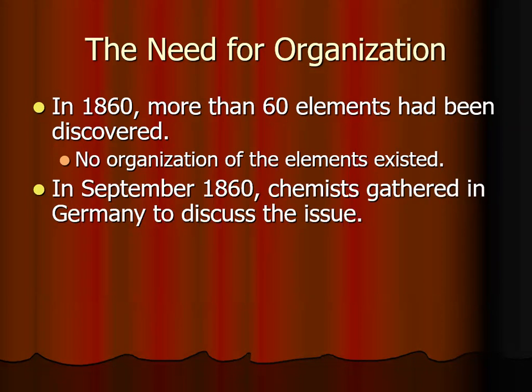So in September 1860, the first International Chemistry Conference was held in Germany to discuss this issue. This had started to become a problem. Professors were beginning to teach things, and there was really no way of organizing this stuff. Nothing really came out of it.